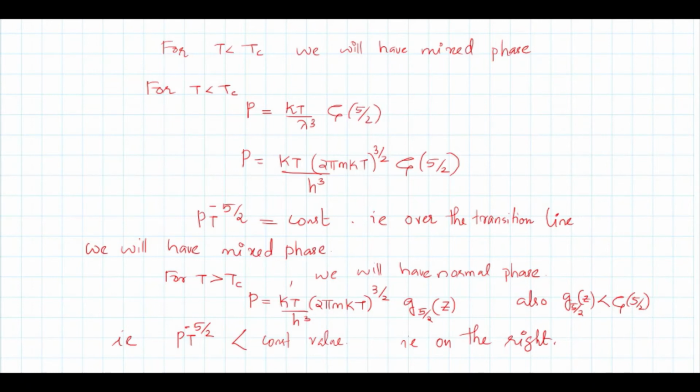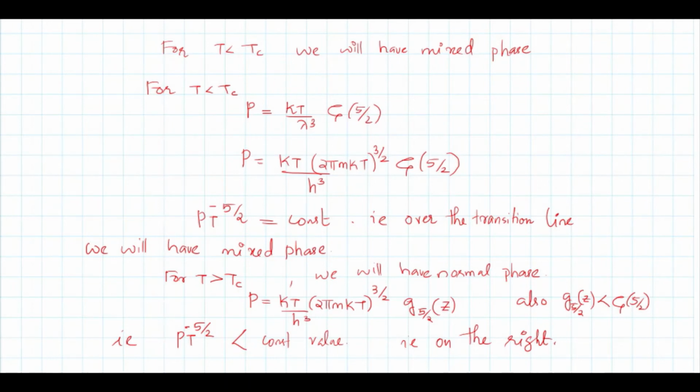For T greater than Tc, we will have normal phase alone. From the definition, when T is greater than Tc, the total number of particles is less than the maximum number of particles that can occupy the excited states. So we will have only normal phase. There is no condensed phase. Then the equation for P is given by kT by h cubed (2 pi m kT) raised to 3 by 2 g 5 by 2 of z. For T less than Tc, we replace this z with 1. But for T greater than Tc, you have to keep it as z itself.